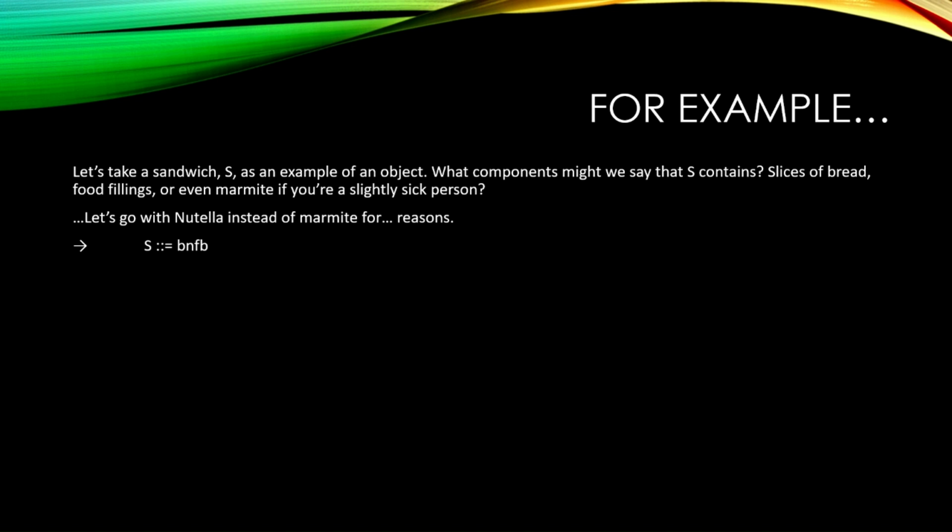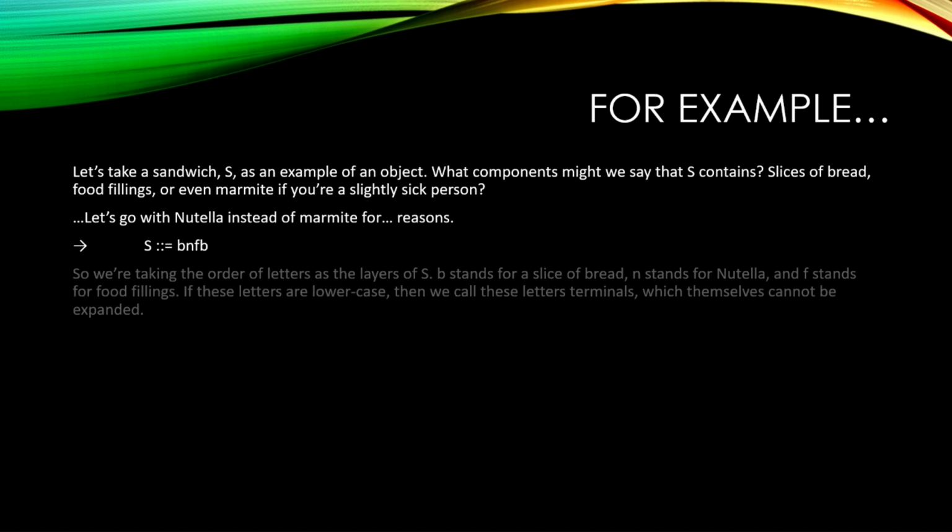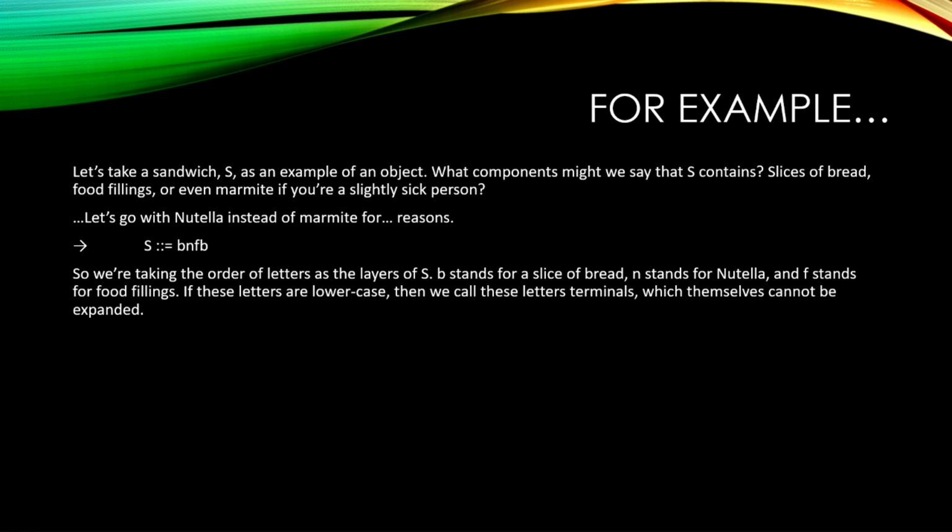But we can say S expands into BNFB, for example. So we're taking the order of the letters as the layers of the sandwich. Let's say B stands for a slice of bread, N stands for Nutella, and F might stand for food fillings. Now, if these letters are lowercase, then they're called terminals, which means they can't be expanded. We're able to expand S because it's a capital letter. So that's generally how we use them.